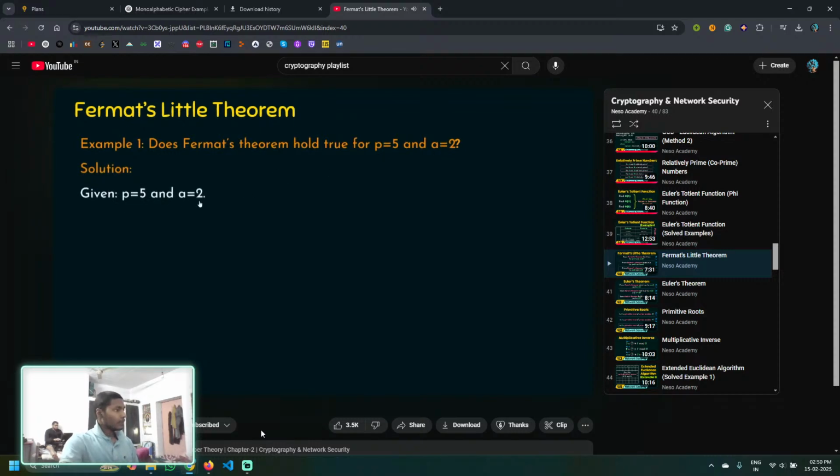Let's verify the initial conditions are met. Is p a prime number? Yes, this 5 is a prime number. Is a a positive integer, and is a not divisible by p? So the initial conditions are met. So we can blindly say that Fermat's theorem holds true for p is equal to 5 and a is equal to 2. Anyway, let's prove this.